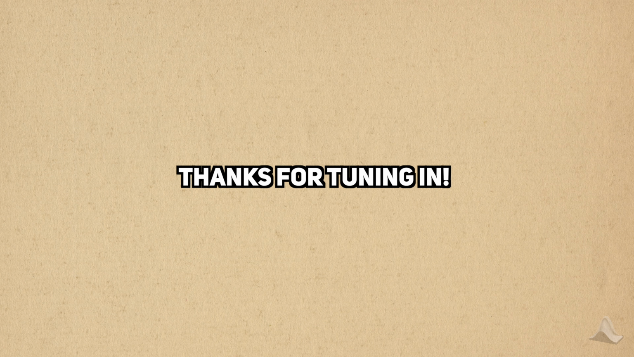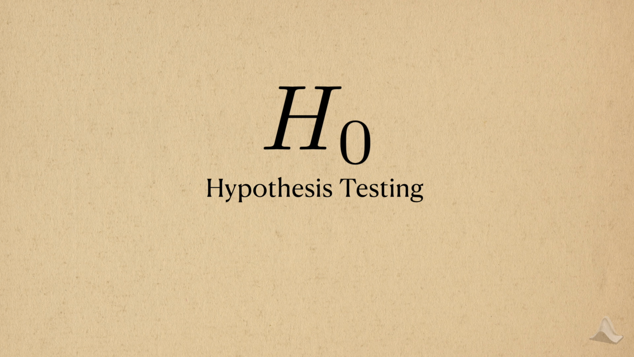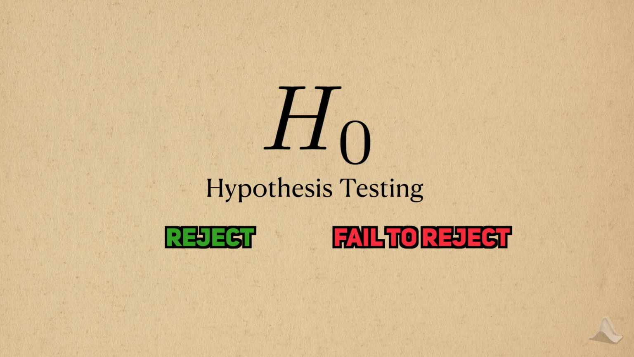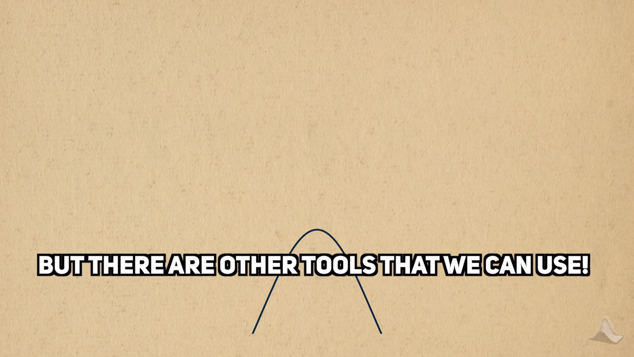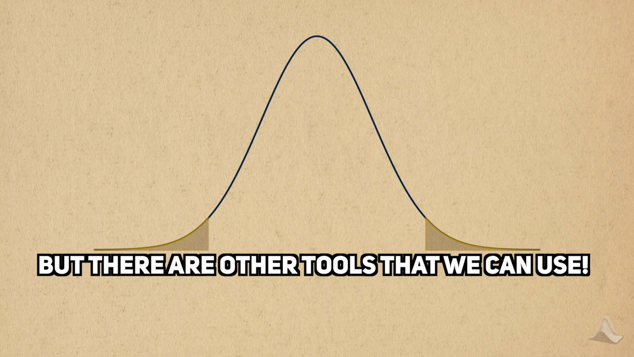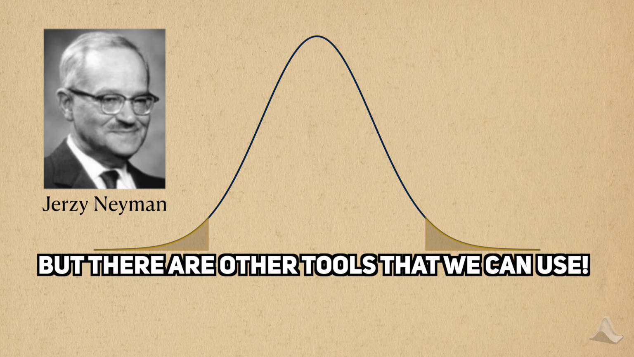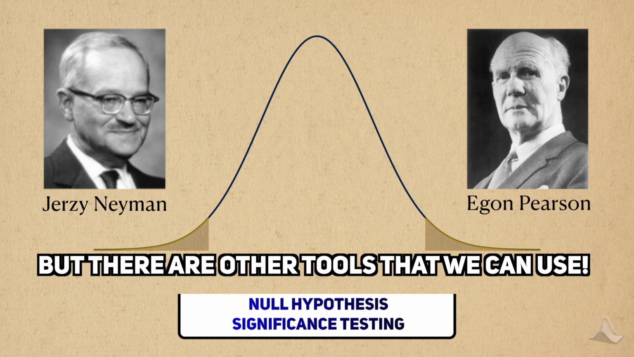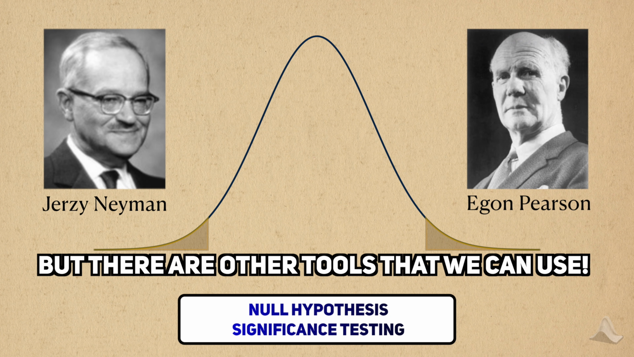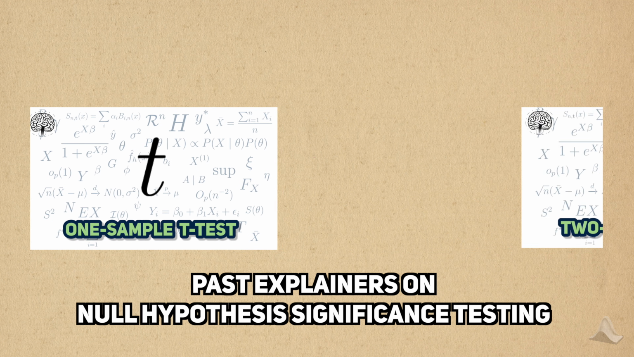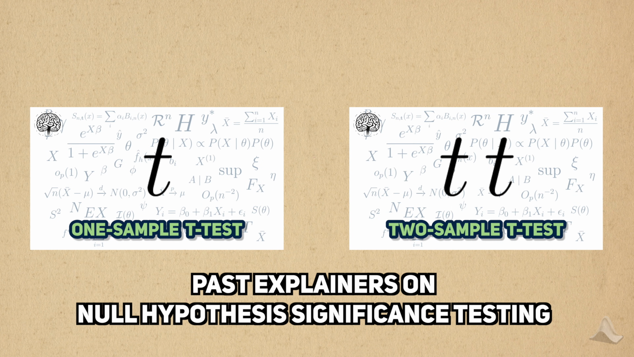Thanks for tuning in. When we conduct hypothesis tests, we ultimately make our decision to reject or fail to reject the null hypothesis based on the p-value, or at least that's what Fisher would have wanted. But in reality, we have other metrics we can use to make this decision. These metrics were the contributions by statisticians Jerzy Neyman and Egon Pearson to the Null Hypothesis Significance Testing Framework, or NHST. If you need a refresher on that, refer to past training videos.